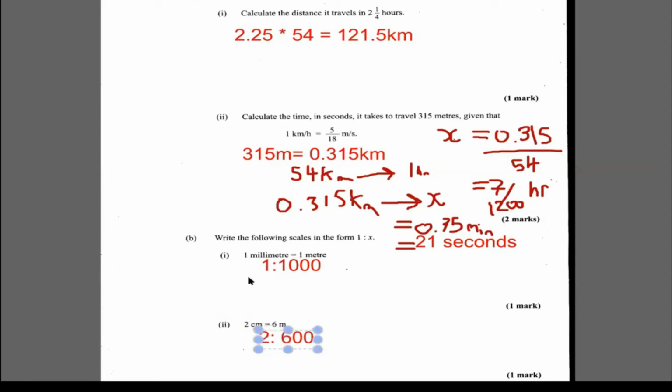All right. Just make a note, letting them know that 1 meter is 1000 millimeters, which they know already, and 6 meters, of course, is 600 centimeters. Nice and easy.